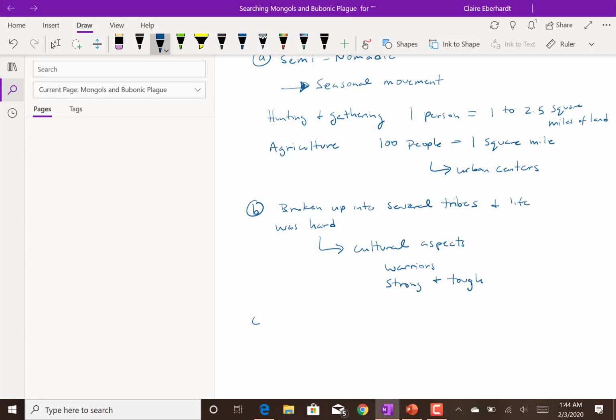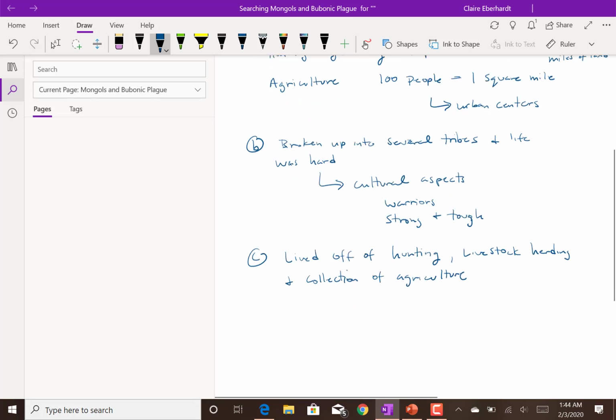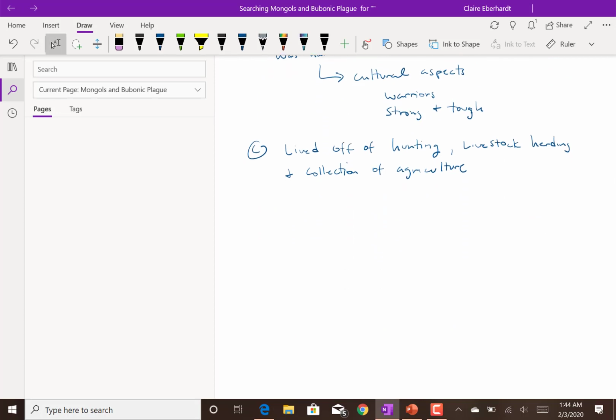They lived off of hunting and animal herding, livestock herding, and some collection of various agricultural goods. They didn't stay in one place too long to really do large-scale agriculture, but as they're going to conquer other areas, they would often have others do it for them. So this actually became a form of tribute from conquered nations. They would provide the Mongols with the grains and other things that they needed.